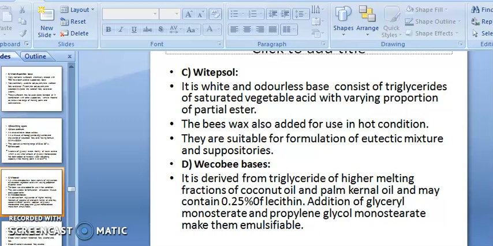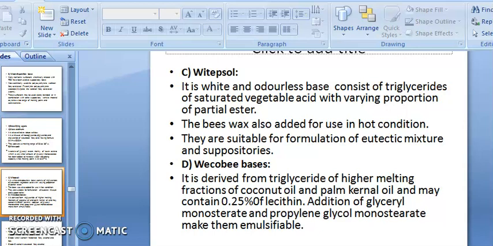When you want to prepare a eutectic mixture, it means that we are combining solids to get a liquid. That is called a eutectic mixture. When we want liquefaction of a drug in a suppository, in that case Witepsol will be used.